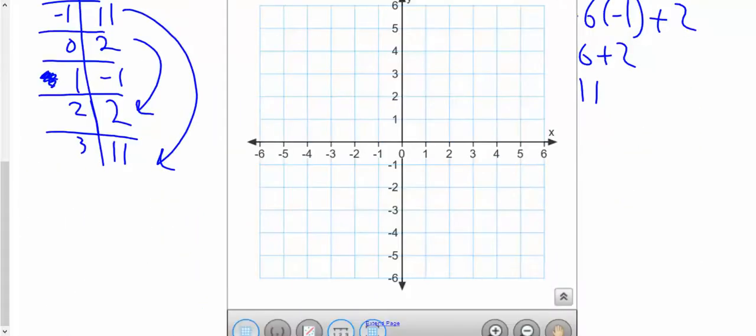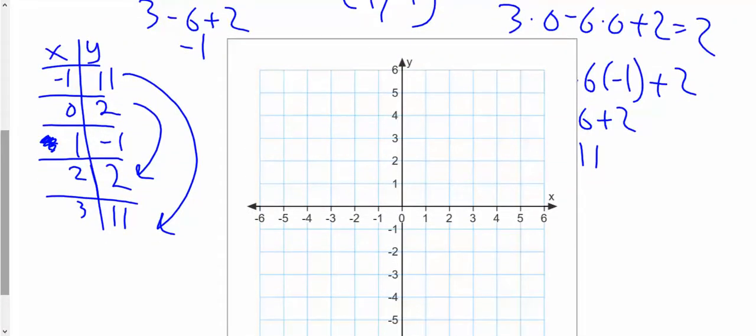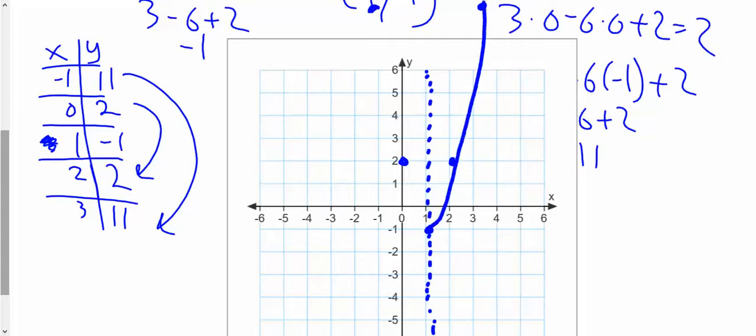Bring this down here. Okay. So I'm going to plot the vertex first, 1, negative 1. And this is my axis of symmetry. And then 0, 2. And then 2, 2. And then 3, 11 is going to be somewhere up here. And negative 1, 11 is going to be somewhere up there. And we have our beautiful parabola. And that's all there is to it.